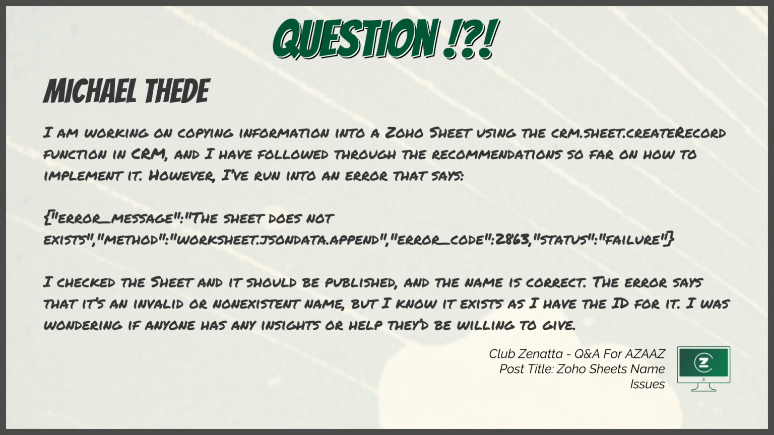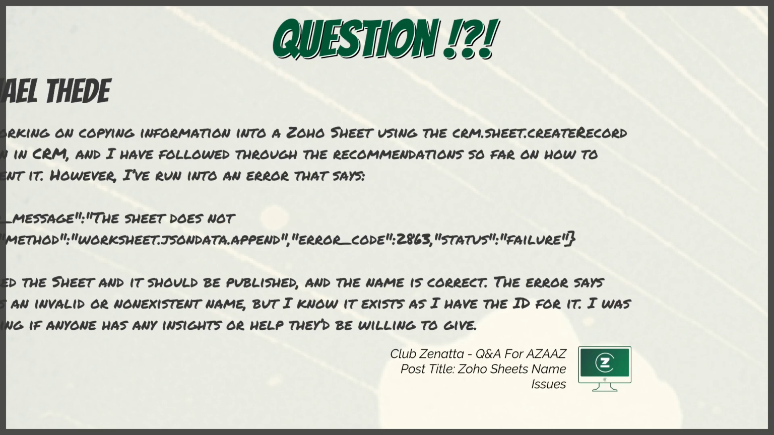All right, this next one comes from Club Zenatta. Michael Feed asks, I'm working on copying information into a Zoho Sheet using the crm.sheet.createRecord function in the CRM. And I have followed through the recommendations so far on how to implement it. However, I've run into an error that says, this sheet does not exist. I checked the sheet and it should be published and the name is correct. The error says that it's an invalid or non-existent name, but I know it exists as I have the ID for it. I was wondering if anyone has any insights or help they'd be willing to give.